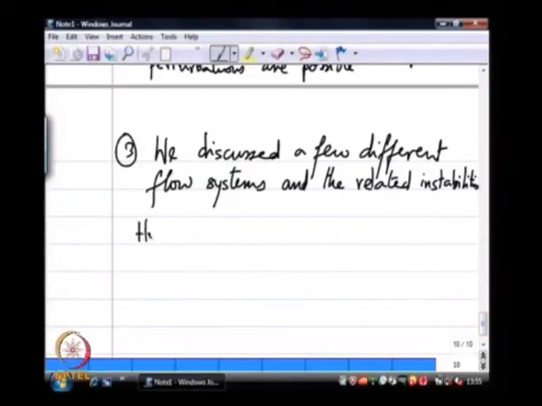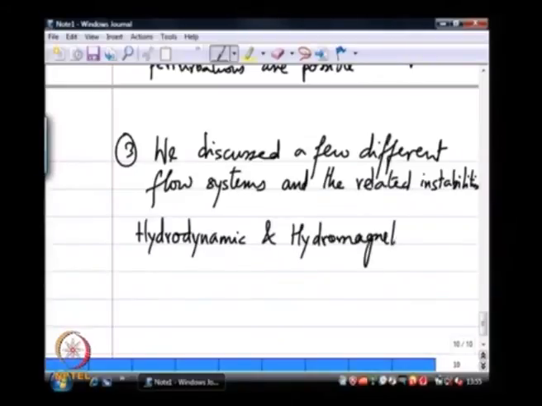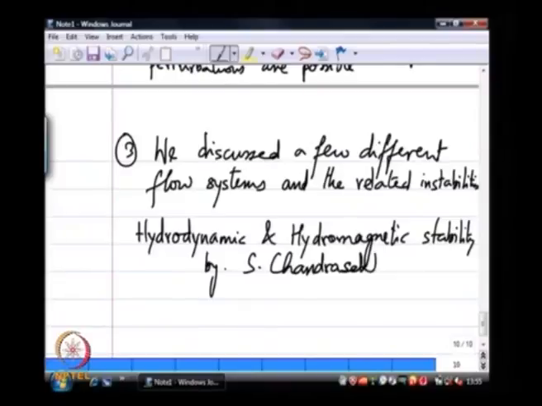An excellent reference in this regard is what is called Hydrodynamic and Hydromagnetic Stability, a book by S. Chandrasekhar. This would be a very good resource to read.